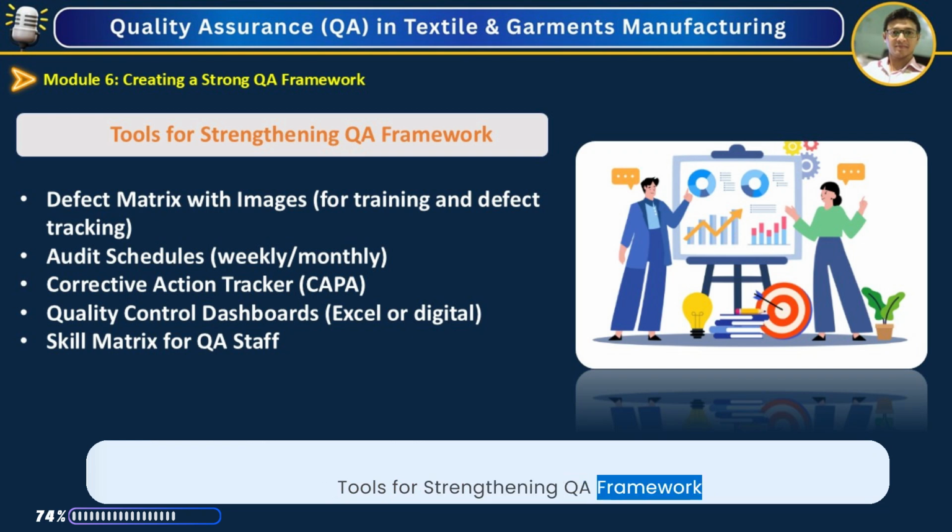Tools for strengthening QA framework: defect matrix with images for training and defect tracking. Audit schedules weekly or monthly. Corrective action tracker (CAPA). Quality control dashboards, Excel or digital. Skill matrix for QA staff.